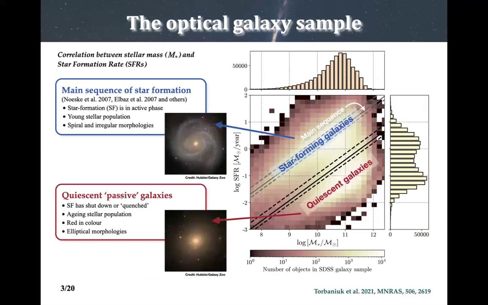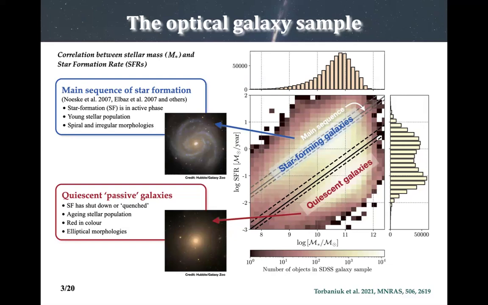If we start to distinguish the galaxies on this diagram, star formation rate versus stellar mass, we usually have two populations in general. On the top, we have the very famous main sequence of star-forming galaxies, where star formation is in a very active phase. The stellar population is mainly young there, and the morphology is mostly spiral or irregular.